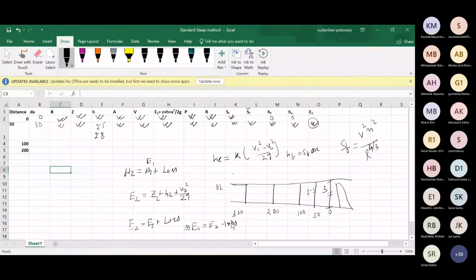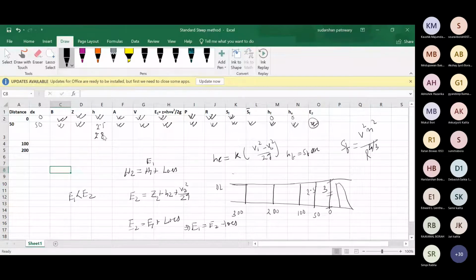Now, by comparing, you are saying that the original E1 is less than this one, E1 calculated with respect to E2. That means what? Your assumed value is a higher value. What you have to do? You have to reduce the value. Then we will move to 2.4.